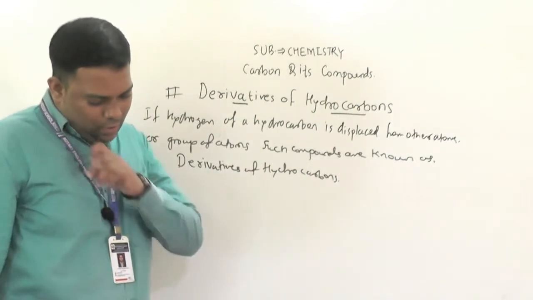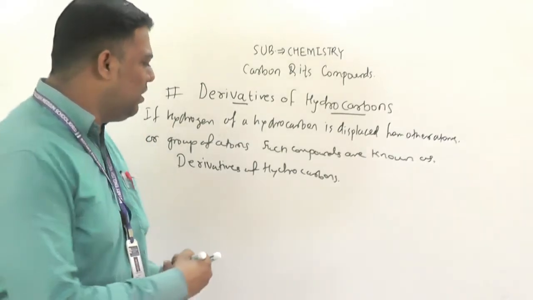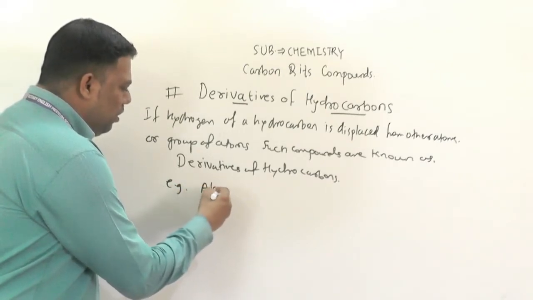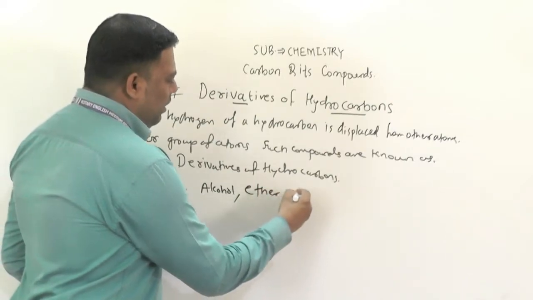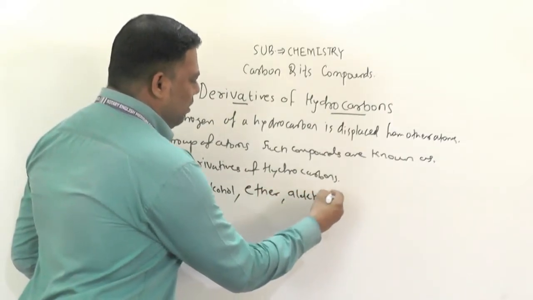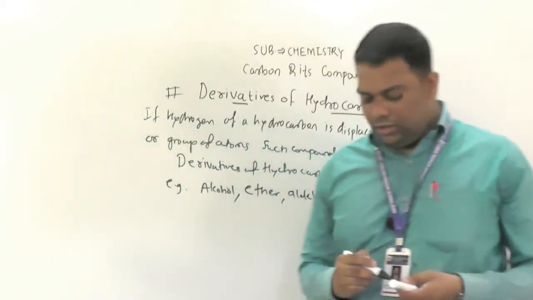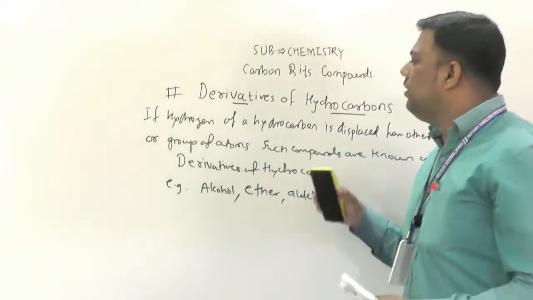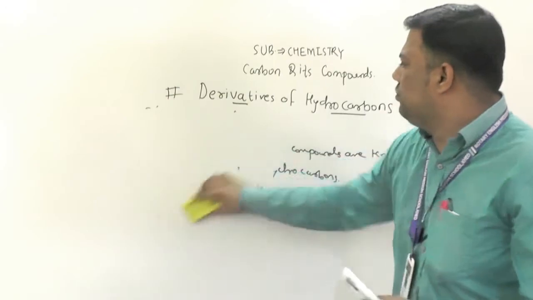Derivatives of hydrocarbons. Okay, for example, so many are there. For example, alcohol, then ether, then aldehyde. These are examples. Now how can we characterize them? We can characterize them in points small a and small b, so concentrate on this with examples.